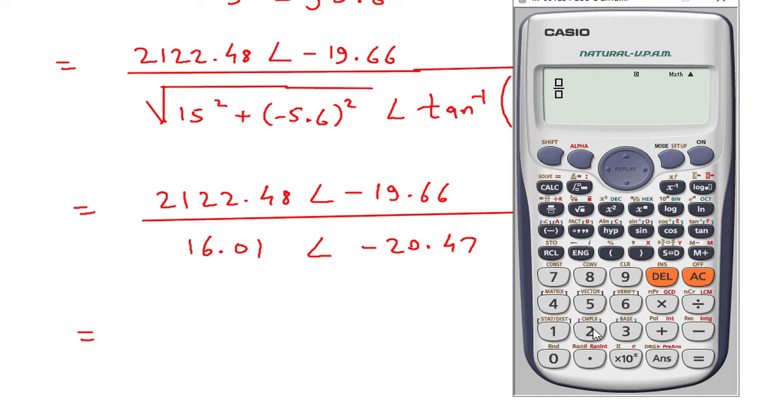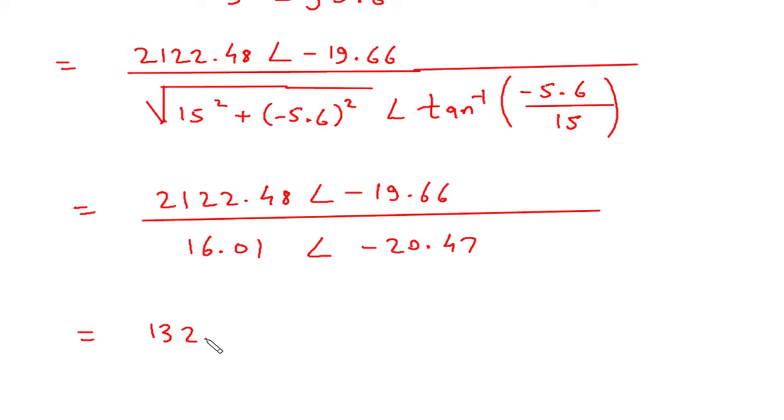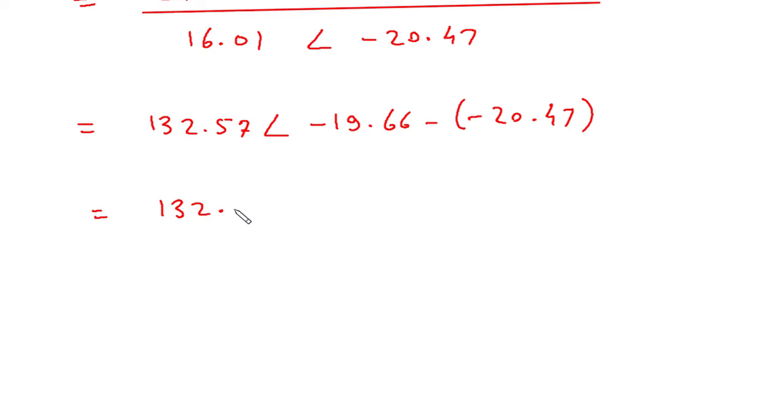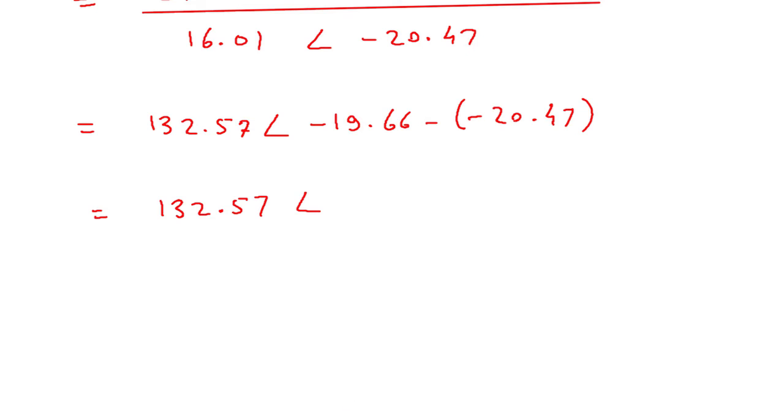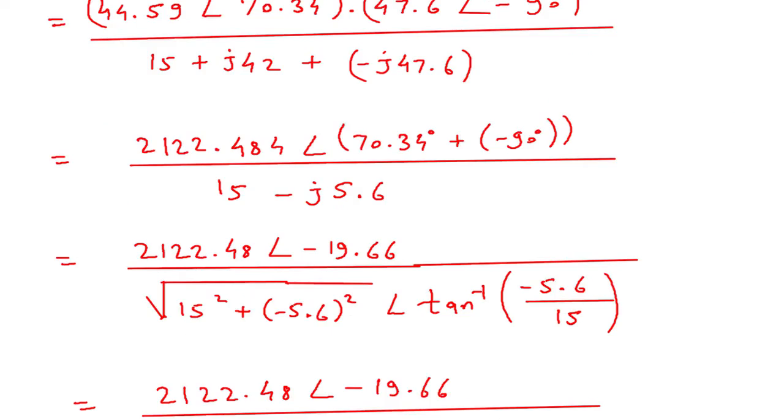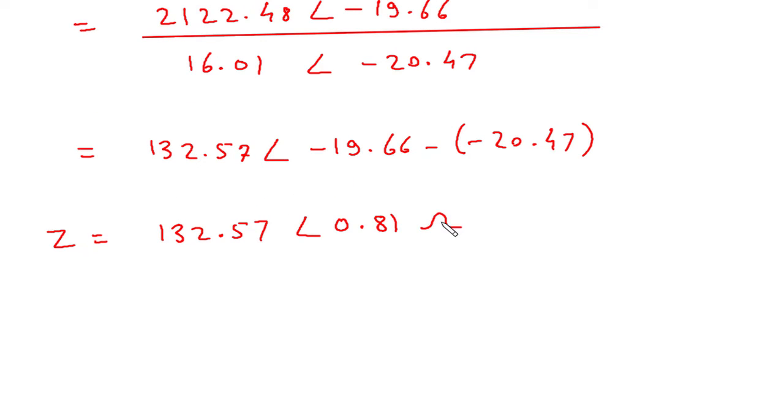Now if we further simplify this, it will be 2122.48 divided by 16.01, so it is 132.57 at an angle of minus 19.66 minus minus 20.47, so it is 0.81. This is the value of total impedance Z. So total impedance Z is equal to this value and its unit will be ohm.